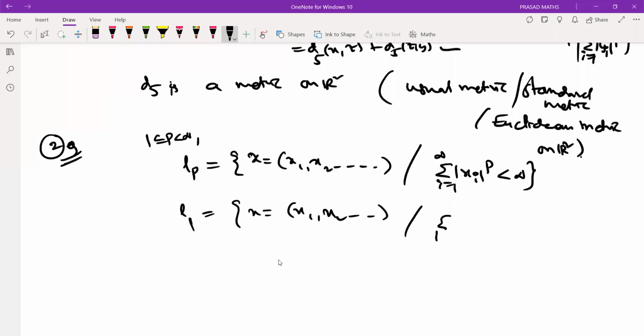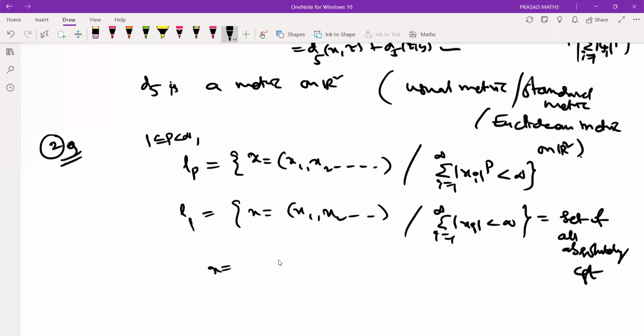That means the set of all sequences for which this is a convergent series. It means the sequence is absolutely convergent. Understand what this is? The set of all absolutely convergent sequences, because the sum of modulus of xi is convergent. Suppose you take this. Is it an absolutely convergent sequence? Yes, because by the p-test it is convergent.